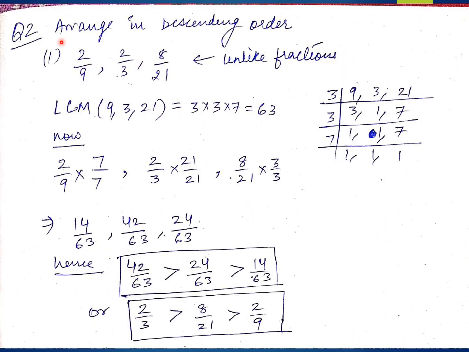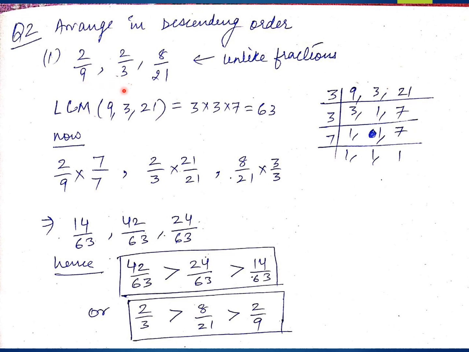Question number 2. Arrange in descending order. Again, arranging in descending or ascending order is a question of comparing fractions. We want to compare these three fractions to tell which one is largest, then the second one and the lowest one. For that, again, I told you whether you want to add, subtract or compare, in all these cases you need to get like fractions first. And you may see it is not a like fraction.